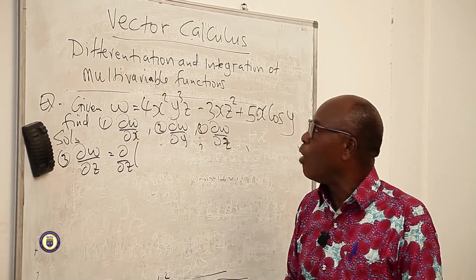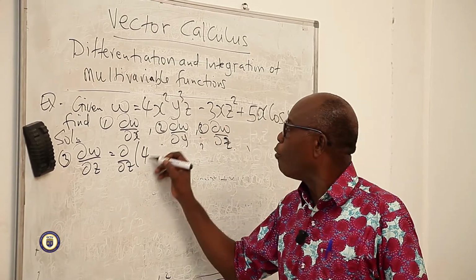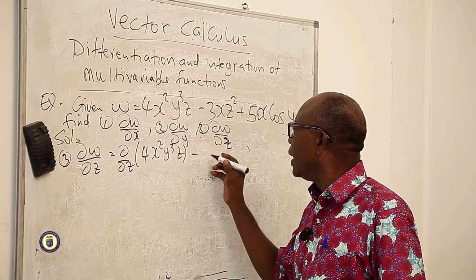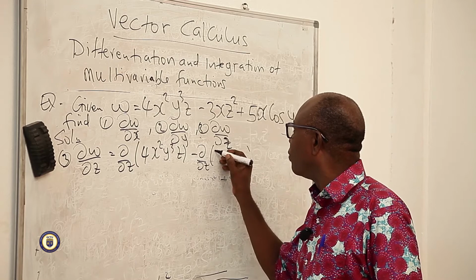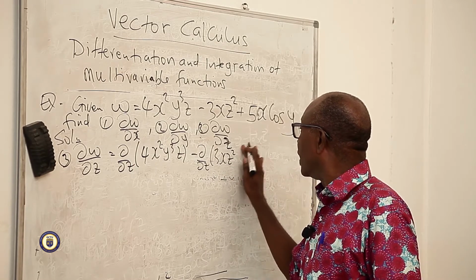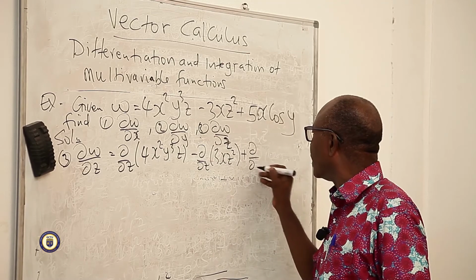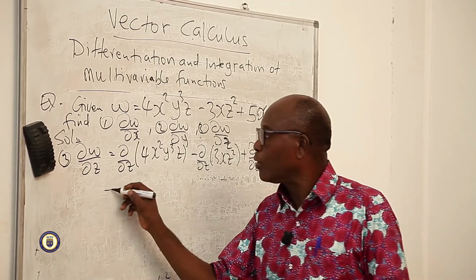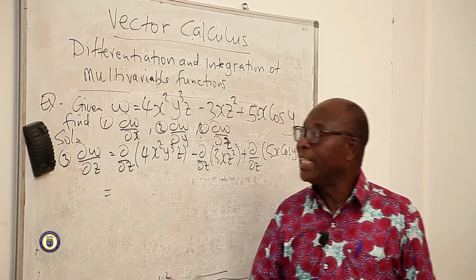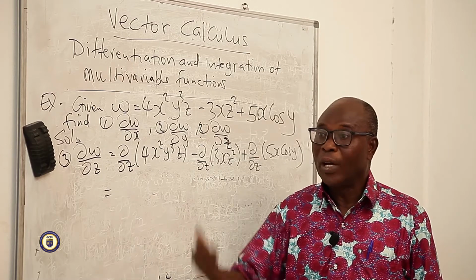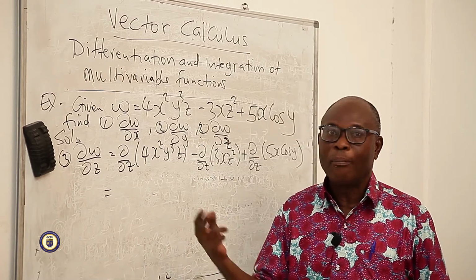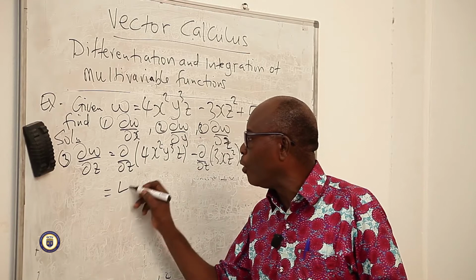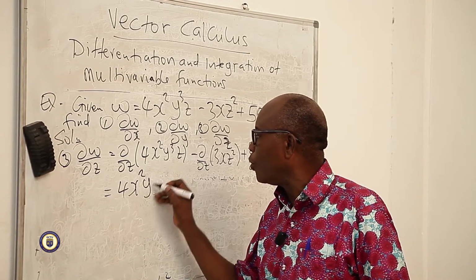And as we did earlier on, we can do it term by term. So 4x squared y cubed times z, minus partial z of 3x z squared, plus partial z of 5x cos y. So in this case, let's also be careful because we are differentiating w with respect to z. So wherever we see a constant or variables x and y, we treat them as constant. So we can bring them out.